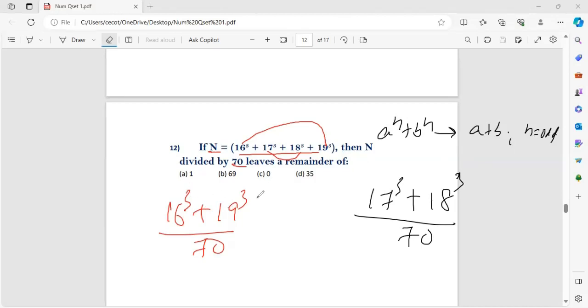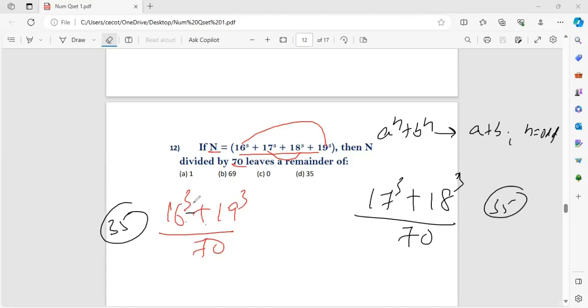Now see, n is odd, which means 16 plus 19 gives you 35. So this expression is a multiple of 35. Similarly, this expression is also a multiple of 35, isn't it? Now 70 is 35 into 2. One more thing: we know these two parts are multiples of 35. If you're able to prove that these two sums will give you an even number, then definitely this expression is a multiple of 70.